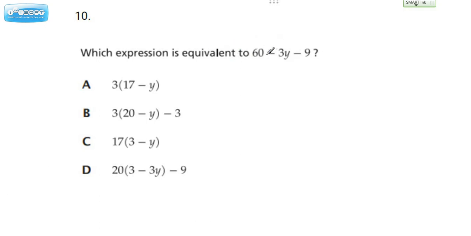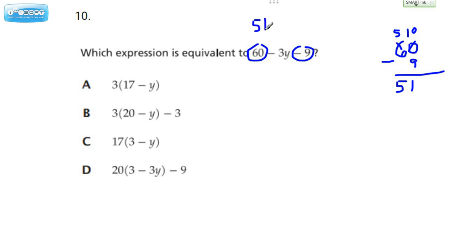If we look at what we need to combine here, we combine this 60 and this minus 9. What's 60 minus 9? If we actually do the math here, you see that we get 51. So we have 51 and we're subtracting 3 yo-yos from it. So let's rethink this as 51 minus 3 yo-yos, or 3y. All right, and now let's look at what we have here.